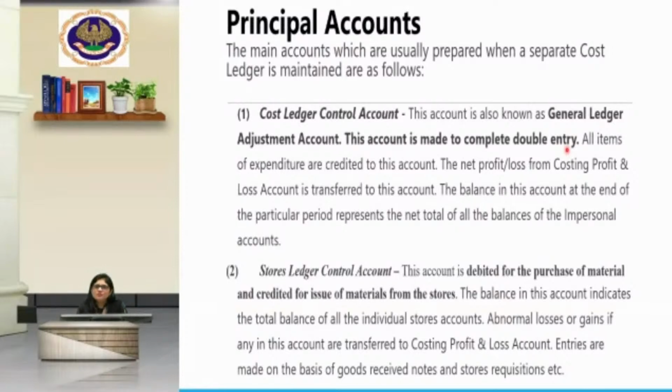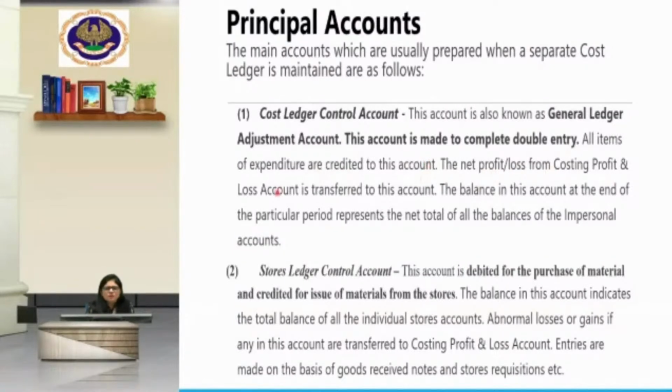So the cost ledger control account is a bridge between financial and cost accounting, and we create this account to complete the double entry. So the wages account debit will remain the same, but the credit will be the cost ledger control account. All items of expenditure are credited to this account and debited to the respective accounts. Clear? So wages account debit to cost ledger control account. So wages will be credited in the cost ledger control account. That is exactly what it means. Purchases account debit to cost ledger control account. So the cost ledger control account is completing the double entry.